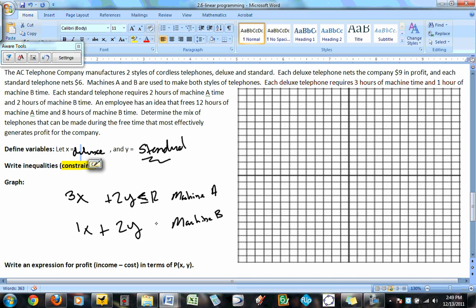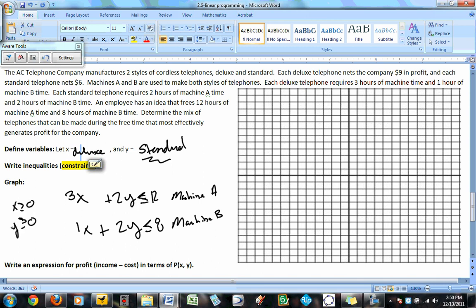And 8 hours of machine B, less than or equal to 8 hours of machine B. Determine the mix of telephones we made and most effectively maximize our profit. All right. So obviously we can't make less than 0 telephones, right? So we're also going to have the constraints of X has got to be greater than or equal to 0, Y has to be greater than or equal to 0.